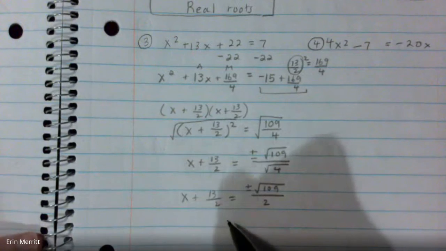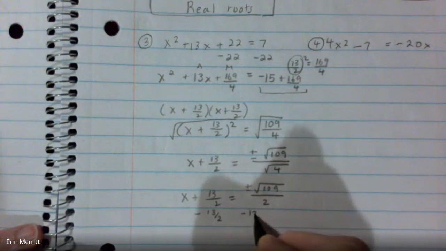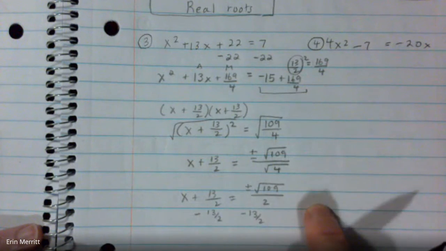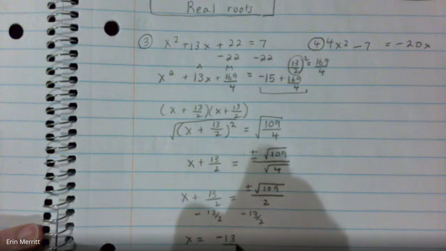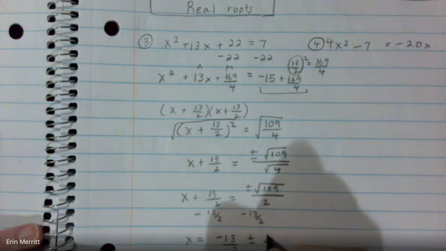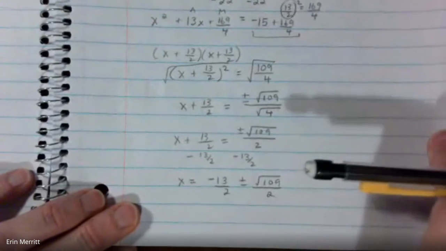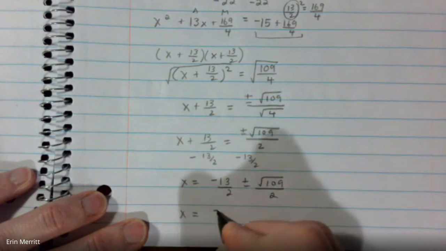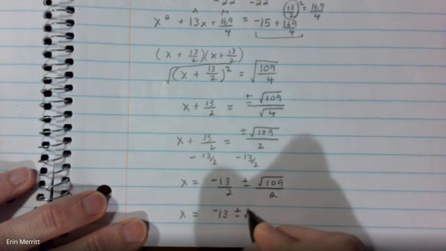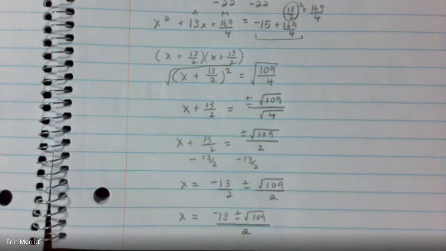So that when I go to finish this, I'm going to subtract the 13 halves to the other side. You could tack it on to the end. I kind of like to put it up front. So it'll be negative 13 halves plus or minus radical 109 over 2, which when we do quadratic formula, which is going to be tomorrow's stuff, you could write this if you want as one single fraction, since you have a common denominator.